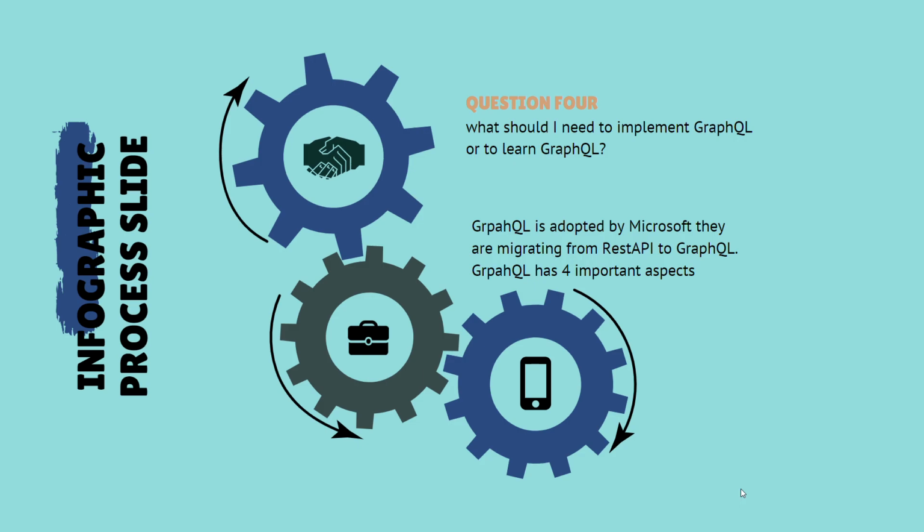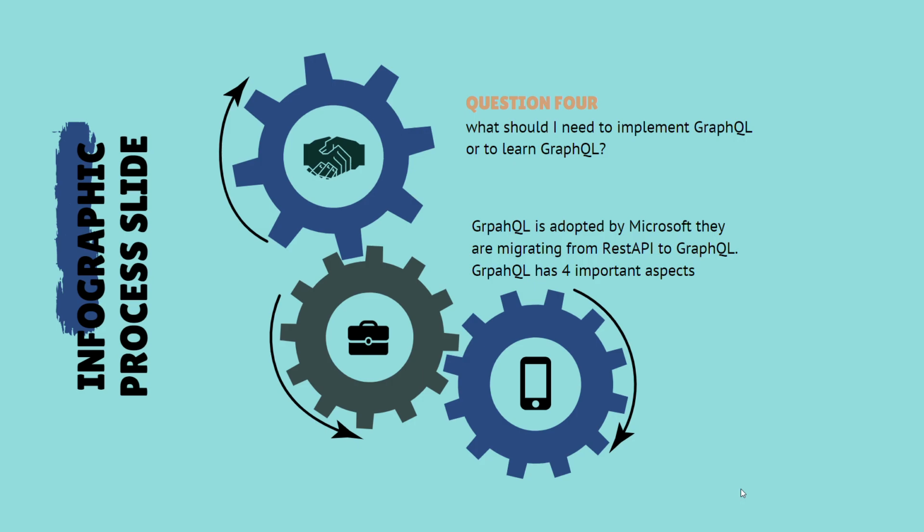On the server side we can have multiple servers. Facebook was using Relay. Then we have Apollo Server, then we have Express, then we have Node.js, then we have GraphQL.js. These are servers which are available for using GraphQL. Now GraphQL is a technology which is also adopted by Microsoft, as they are now migrating from REST APIs to GraphQL.